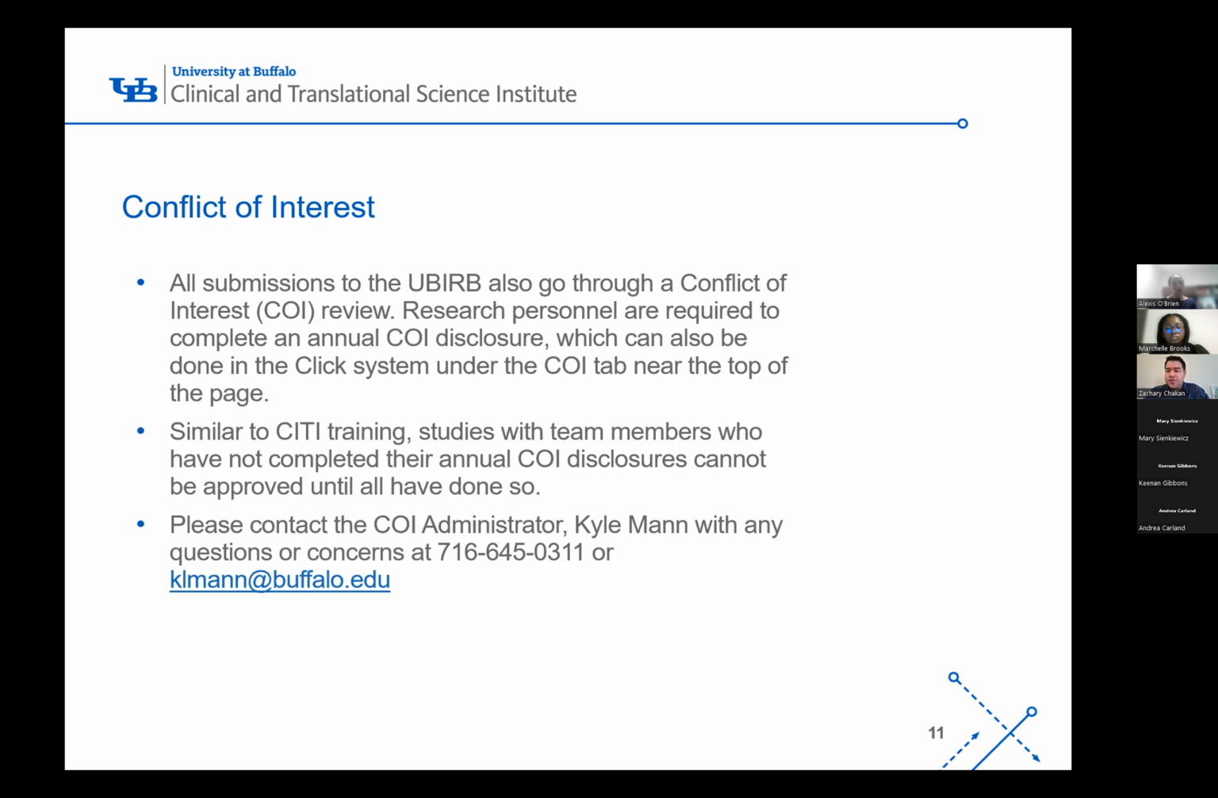That's also the case for annual continuing reviews and for modifications. We don't check it at modifications unless you're adding somebody new, and then obviously we have to check. But we do check the conflict of interest and the research training requirements at every continuing review as well. So it's important to keep up to date on those.